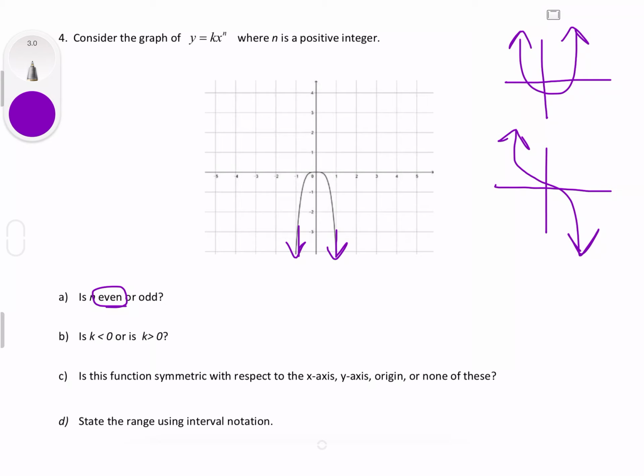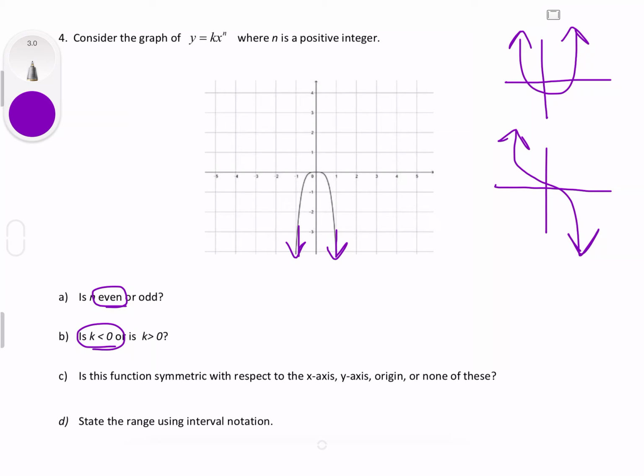Okay, so is k less than 0 or is k greater than 0? So when your n is even, this is kind of easy to answer. If your y endpoints are facing downwards, then your k is less than 0. If they are facing upwards, then your k is going to be greater than 0. So here they're both facing downwards, so our k is less than 0.